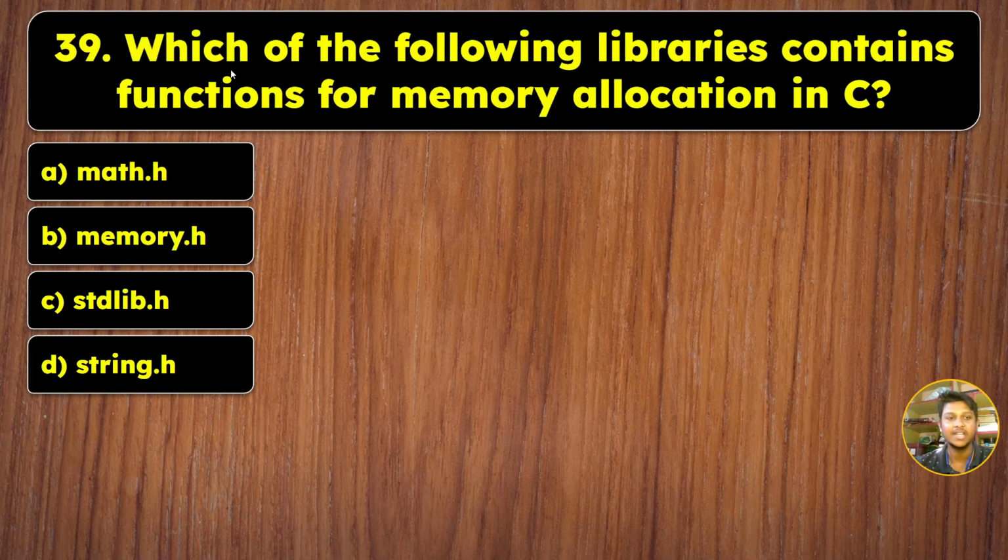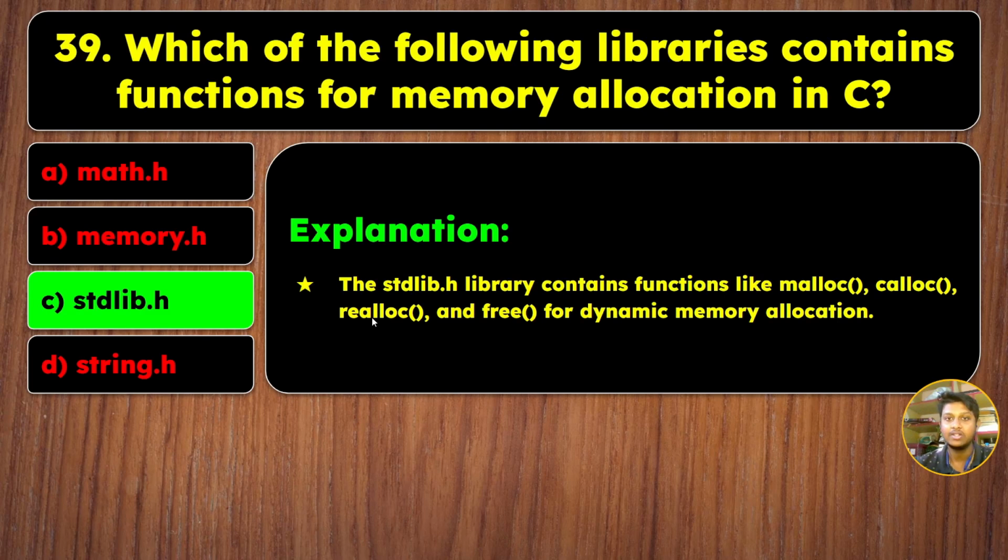Our next question says, which of the following libraries contains functions for memory allocation in C? Option A math.h, option B memory.h, option C stdlib.h, and option D string.h. The correct answer will be stdlib.h. As you can read here, the stdlib library contains functions like malloc, calloc, realloc, and free for dynamic memory allocation. In order to use these functions, first you have to include this stdlib.h header file.